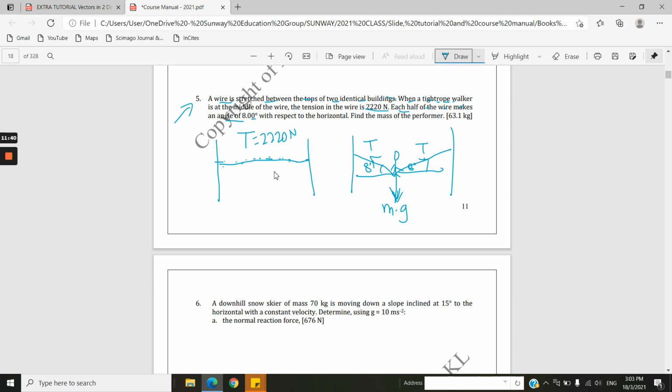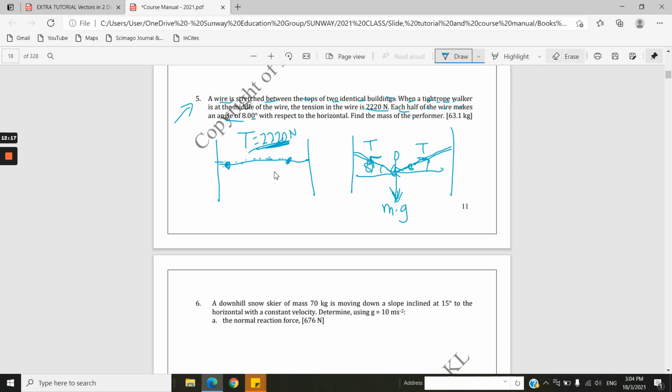Even though this person is in the middle of the wire, you don't divide this tension into half. Tension is not length. Tension is a force. So if one side has tension of this much, the other side will also have tension of this much. If this is the same rope, same wire, same string, the tension will be the same value. Don't divide by half. It's not length, it's tension, a force. So this is 8 degrees, 8 degrees.